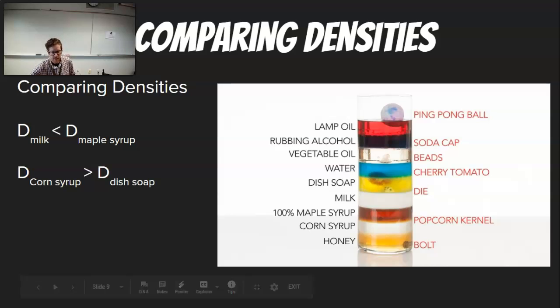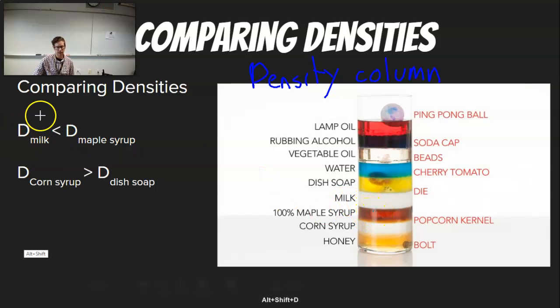So this thing right here is called a density column. It's just what you get if you take a narrow container like that and you pour in things of different densities and then let them settle, and they'll settle in order of their density. So we can take any two things here and compare them in terms of their density. So for example, milk is right here, and milk is sitting on top of the maple syrup. That means that it must be less dense than the maple syrup, and that's what I'm showing you over here.